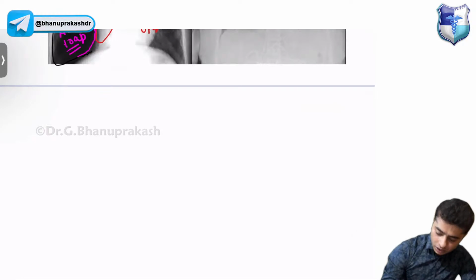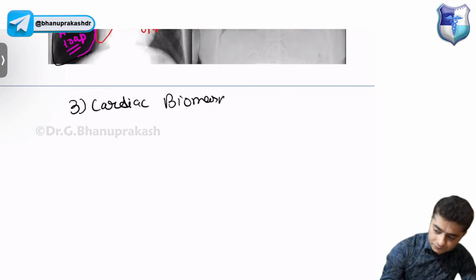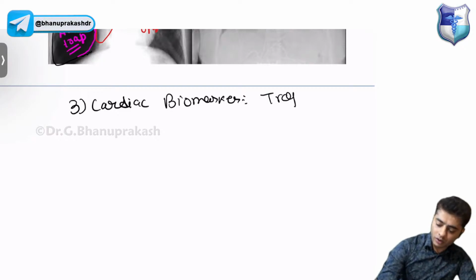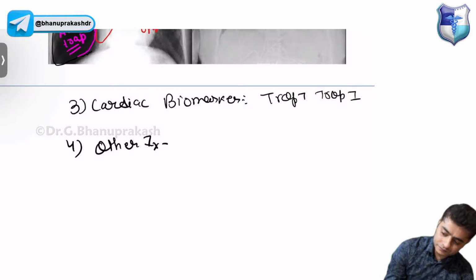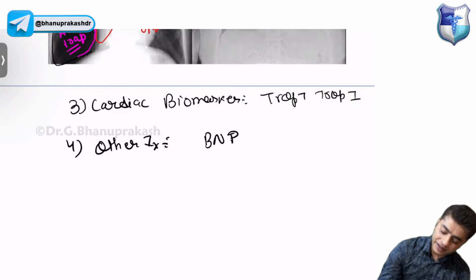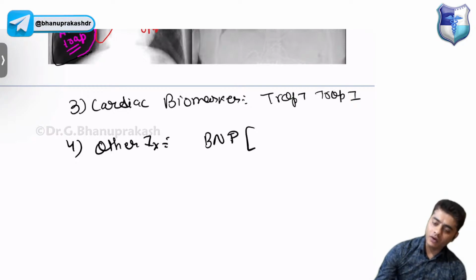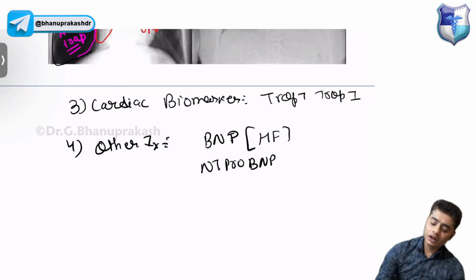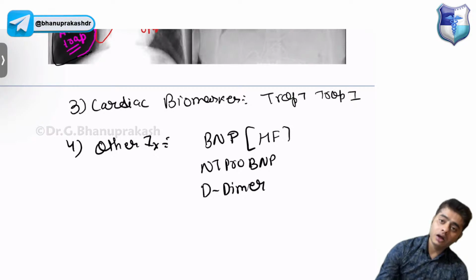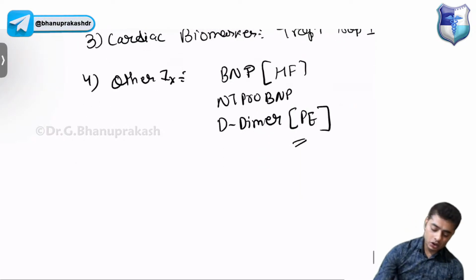After that come your cardiac biomarkers, which are your TROP-T and TROP-I. After cardiac biomarkers, you can order other investigations like BNP, natriuretic peptide for a heart failure patient, or you can send NT-pro-BNP. You can also send D-dimer for pulmonary embolism.